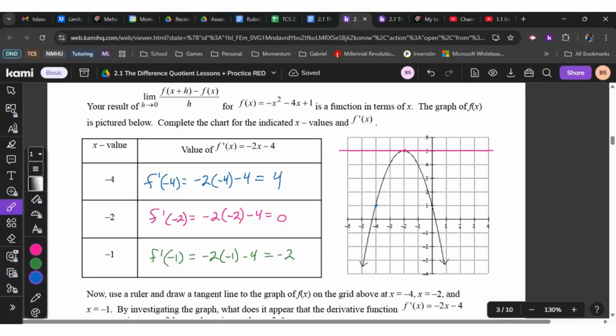At -4, so this point, I need to draw a tangent line. You guys can do this easier. You have a ruler. You're just going to slide your ruler towards it until it only touches the point at -4. I can't do that. I got to be a little bit fancier.